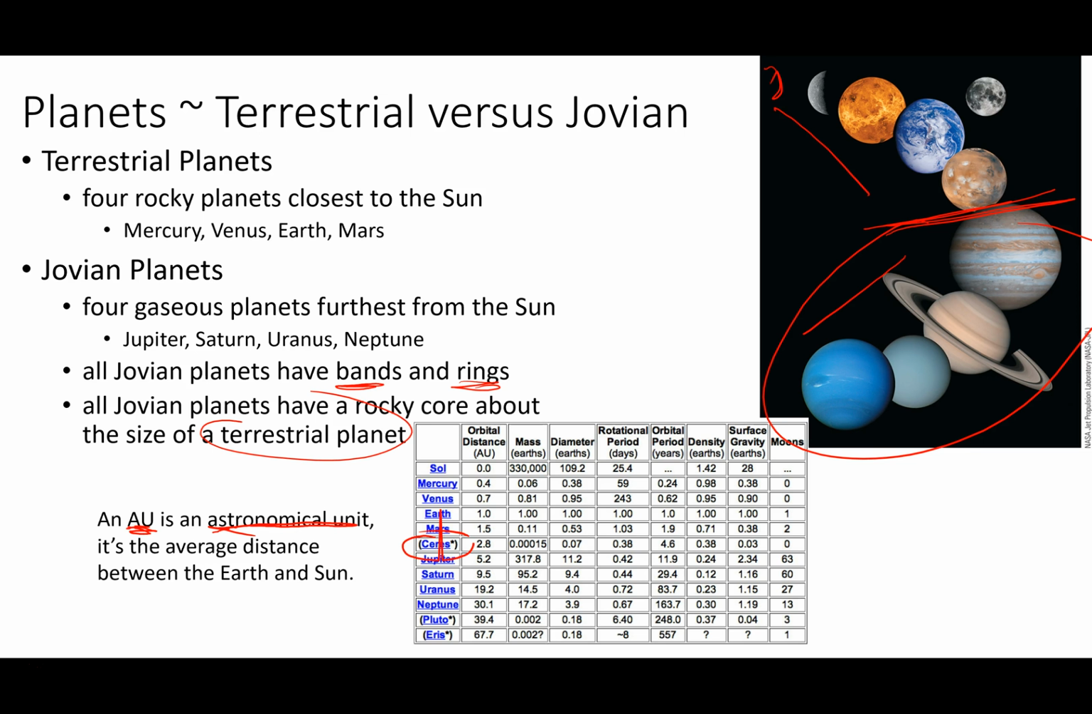So, which one has the most moons? Jupiter. And I think 63 is on the low side. I think it's even more than 63 now. You need to look it up. Do all the gas giants have moons? Yeah.